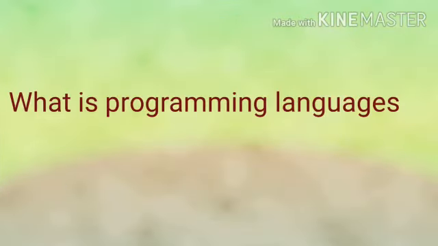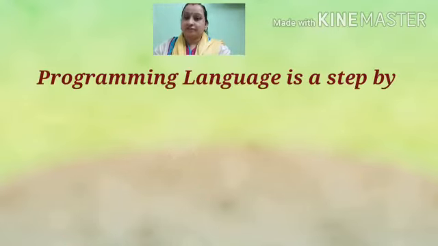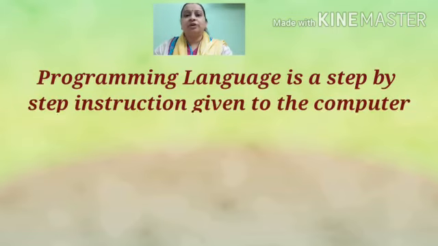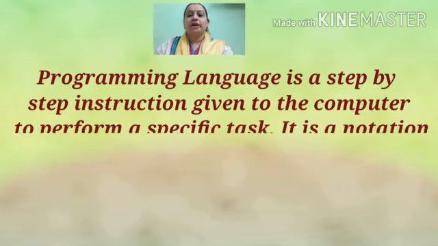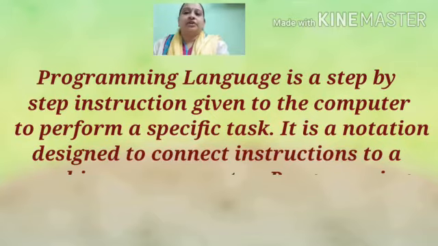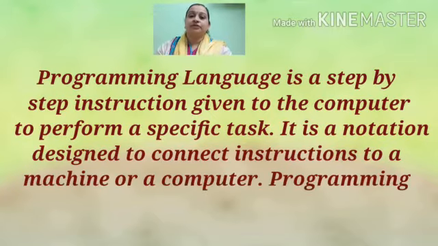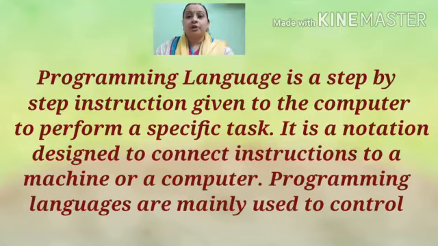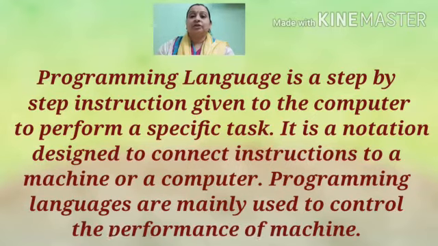What are programming languages? A programming language is a step-by-step instruction given to the computer to perform a specific task. That is, different types of statements are given to the computer. Those statements help us to do a specific task. For a particular task, different types of code or statements are written.